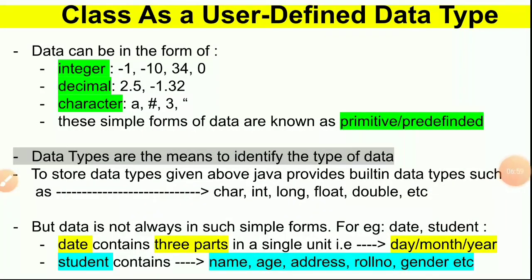So user defined data types are created with the help of primitive types as well as other existing user defined types, okay? Let's see an example, okay? With this example it will become more clear.